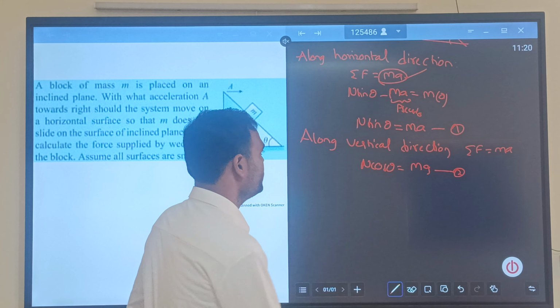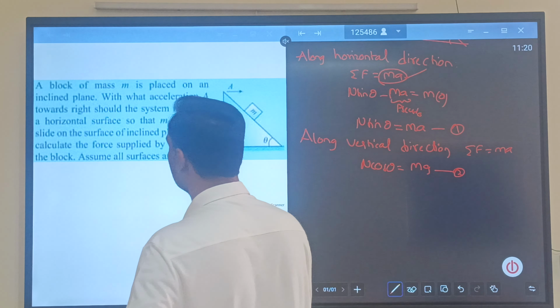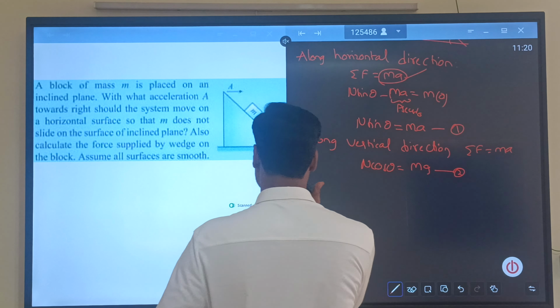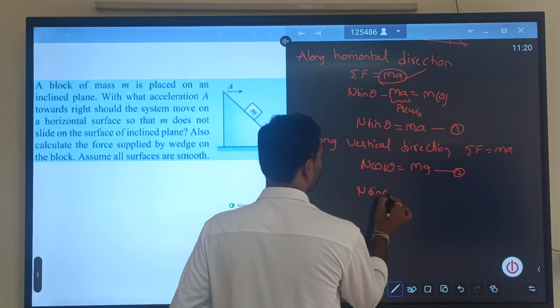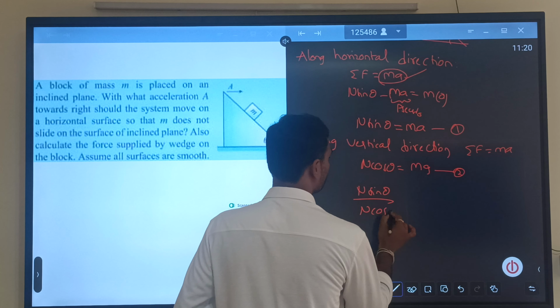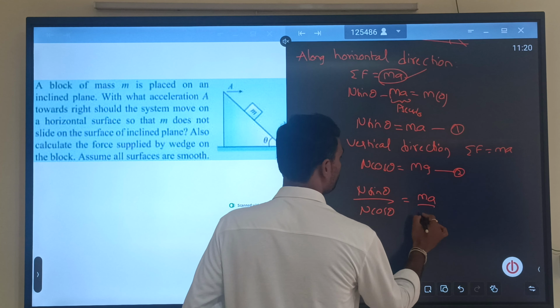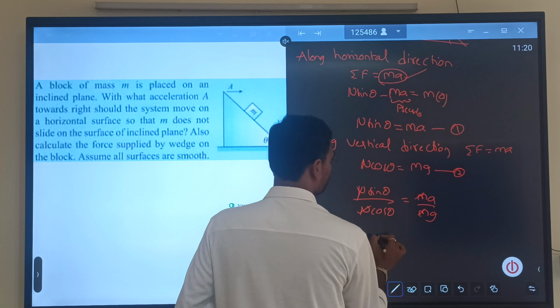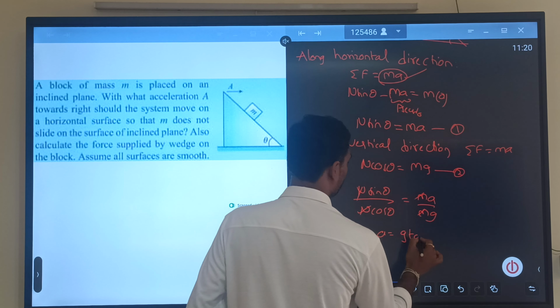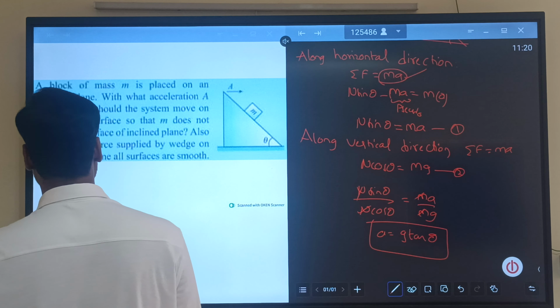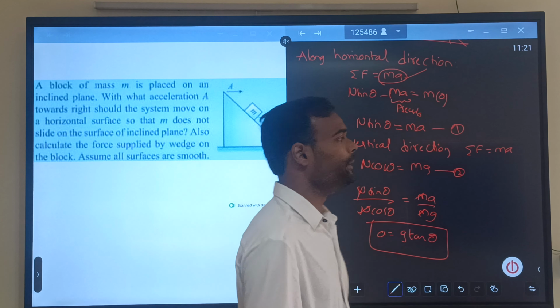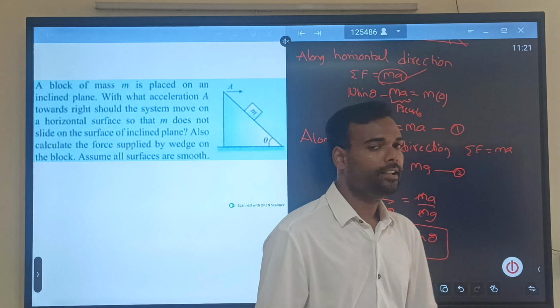It's clear, right? Now they are asking us to find with what acceleration. The acceleration of the system we need to find. So N sin theta by N cos theta is equal to ma by mg, then a is equal to g tan theta. This is the acceleration of the system so that the block would not move on the inclined plane, right? I hope you understood the concept and the application part very clearly.